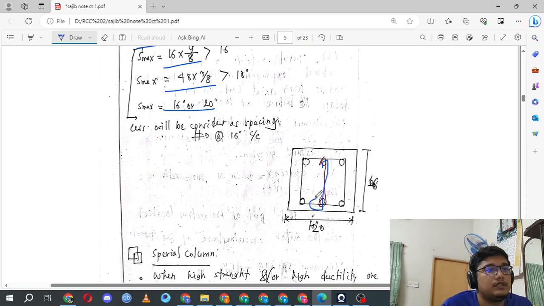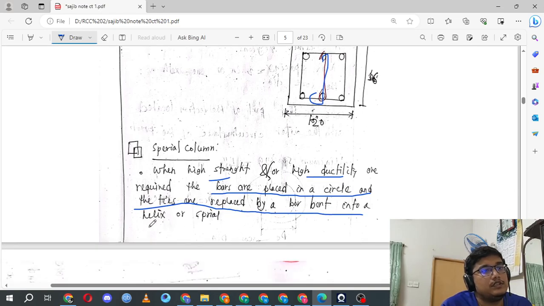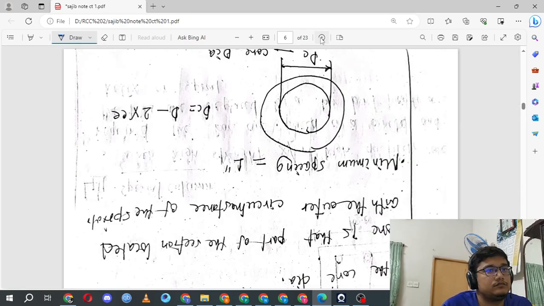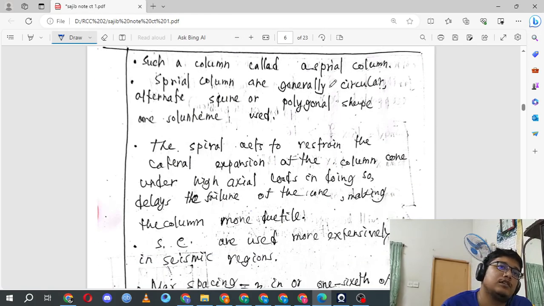দিয়ে টাই করে দেওয়া আছে। Spiral column: when high strength and high ductility are required, the bars are placed in a circle and the ties are replaced by a bar bent into a helix or spiral. Such a column is called a spiral column.